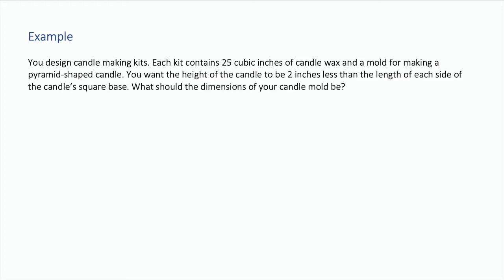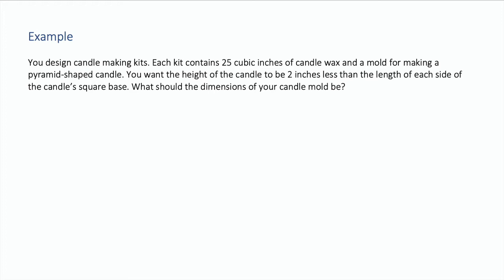You design candle making kits. Each kit contains 25 cubic inches of candle wax and a mold for making a pyramid-shaped candle. You want the height of the candle to be 2 inches less than the length of each side of the candle's square base. What should the dimensions of your candle mold be?